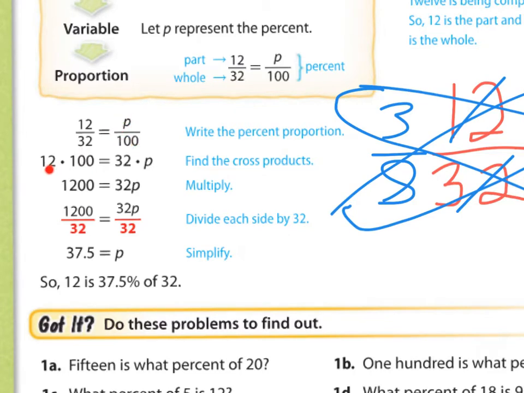Okay. So then you cross multiply, as they've done there. They get 1200 over 32. Now remember, you could have simplified this to 3/8 first to get a smaller number. And then you divide both sides by 32 and you get 37.5. So your percentage is 37.5%. So 12 is 37.5% of 32. That's how you answer the full question.